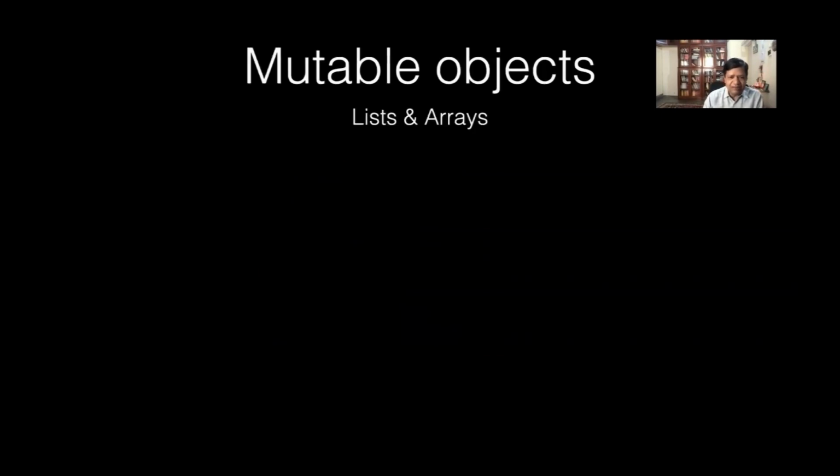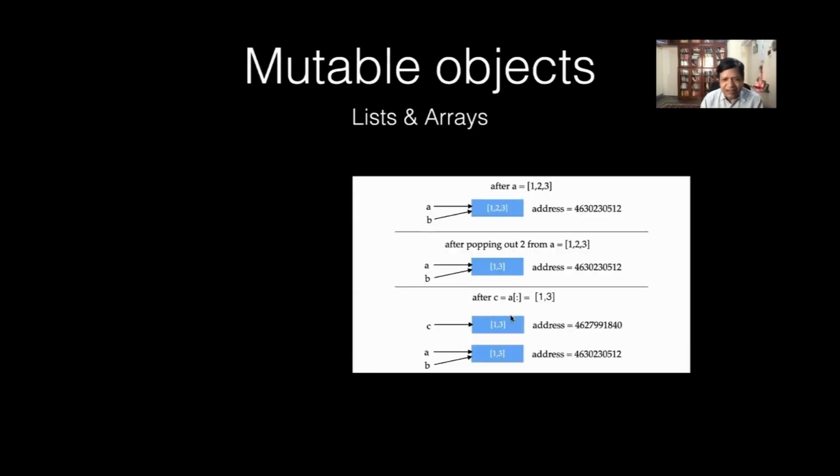Now, just go to the last slide. Here, I want to make a copy of an array. You need to make a copy sometimes. So you can use C equal to A colon. That's one thing you can do. Or C equal to A dot copy, bracket open, bracket close.